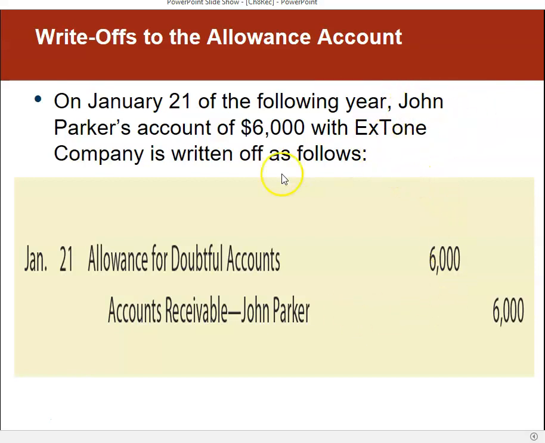Remember, we credited this allowance for doubtful accounts for $30,000. Now we're going to debit it. This part of the entry is the exact same. We have to get rid of this specific subsidiary ledger accounts receivable, in this case for John Parker, for $6,000. This makes it all go away. He owed us $6,000. After this entry, he owes us $0. And this allowance for doubtful accounts, which was at $30,000, is now at $24,000.